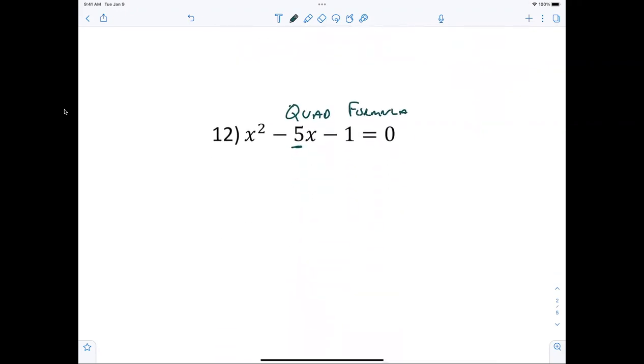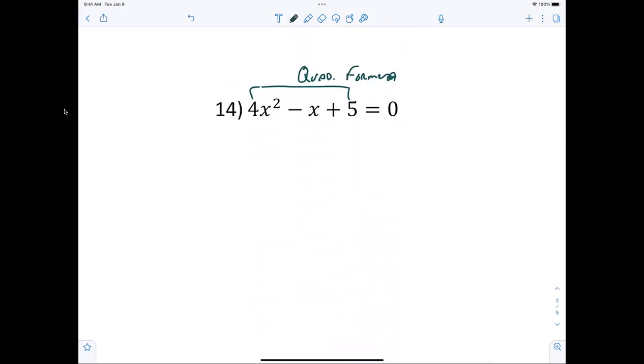Now here on number 12, is the middle term even? No. Can it factor? Definitely can't factor. So then I have to use the what? Quadratic formula. So you're going to use the quadratic formula for number 12. Number 14, it looks like that factors. But it doesn't because this is a plus sign. So we're going to use the quadratic formula on that also. Everybody good?